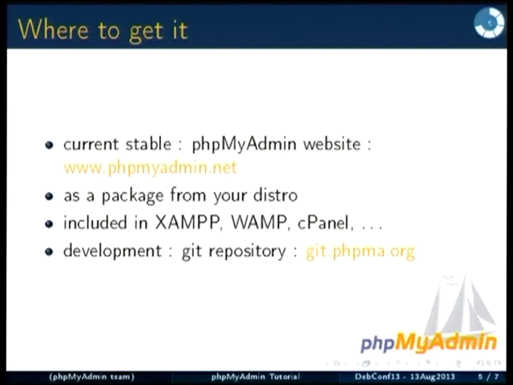So how to get it? Of course, on our website, you can download the package. It's also available for a lot of distributions. It's available in Debian, for instance, but also in Fedora and other distributions. It's also part of a lot of packages like XAMPP, WAMP, and cPanel. And of course, you can get the latest version from our Git repository. So that's for the introduction.